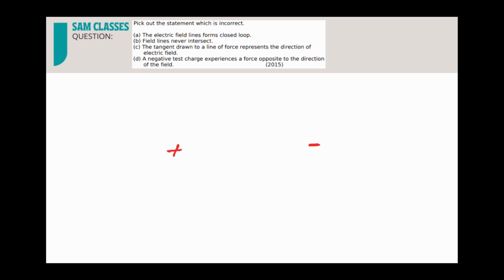If we read the first line only, it says electric field lines form closed loops. What do you mean by that? Let's say we have a positive charge here and a negative charge here. The electric field lines originate from the positive part and end up in the negative part, correct?